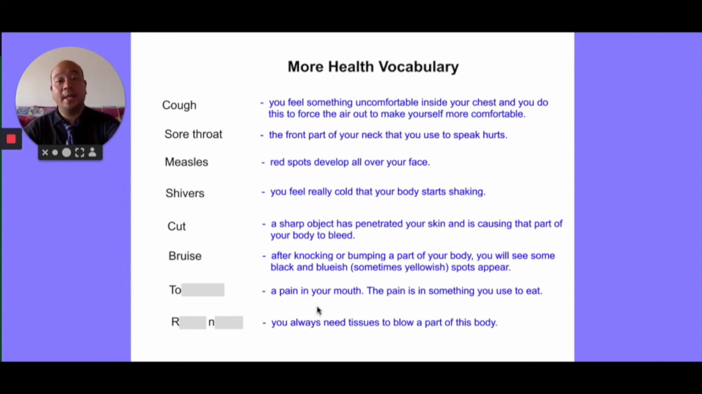The next one, a pain in your mouth. The pain is in something that you use to eat. What's this? This must be toothache. And the last one, you always need tissues to blow a part of this body. This is a runny nose. Runny nose.